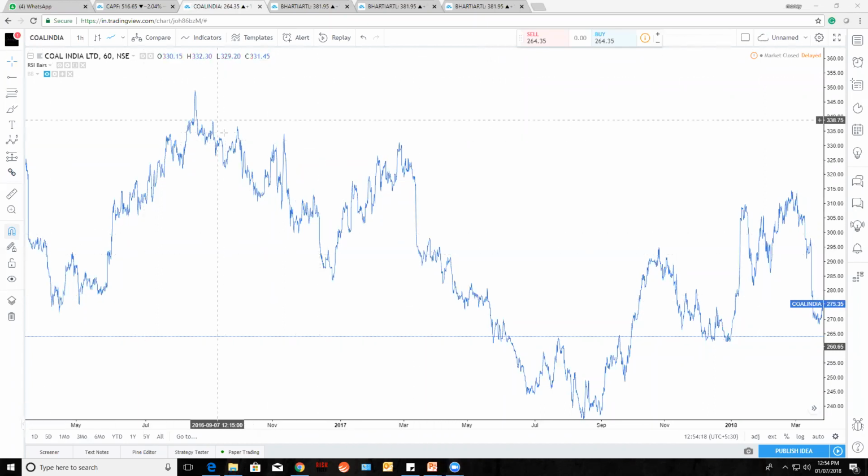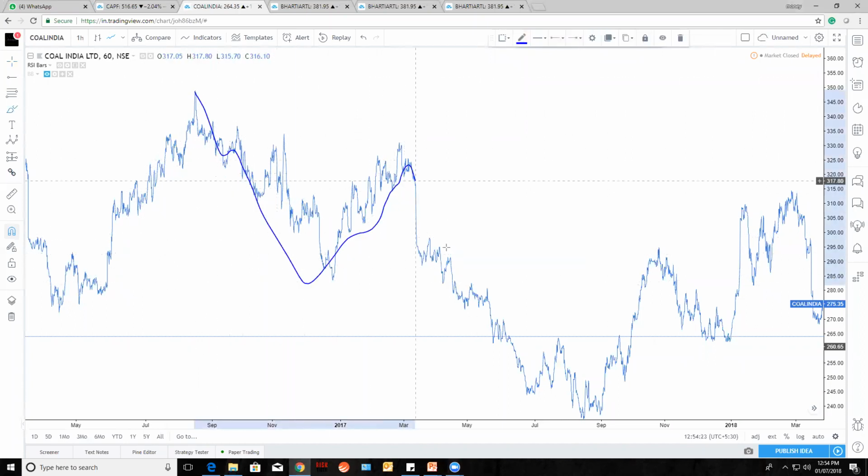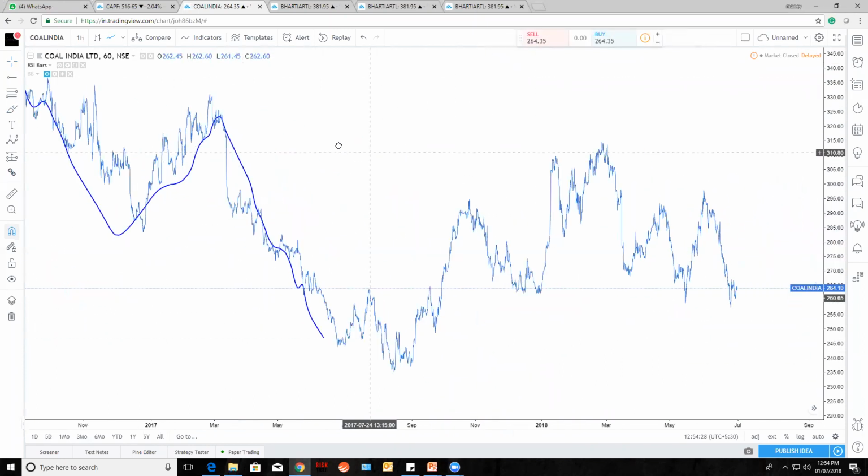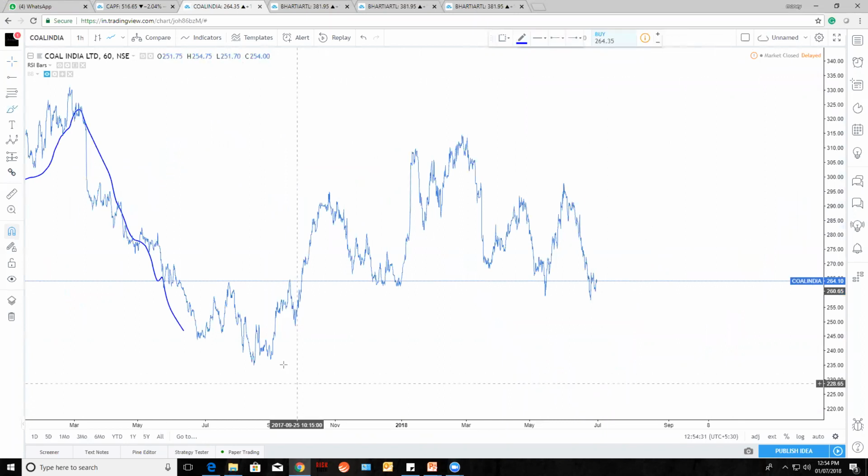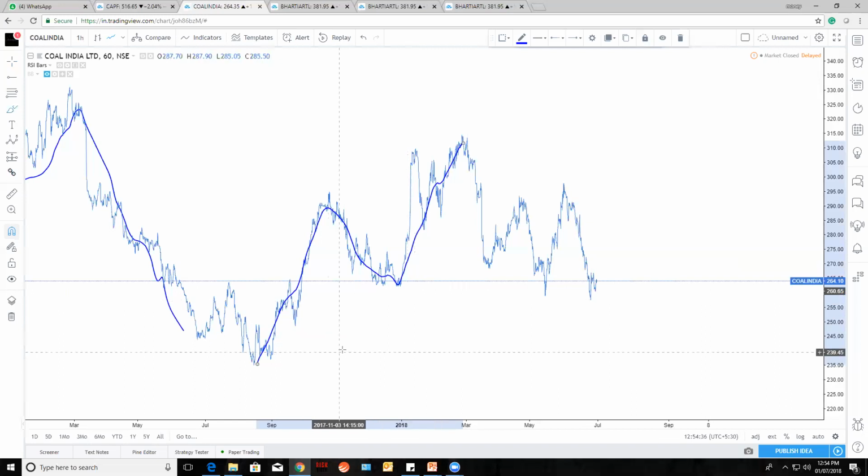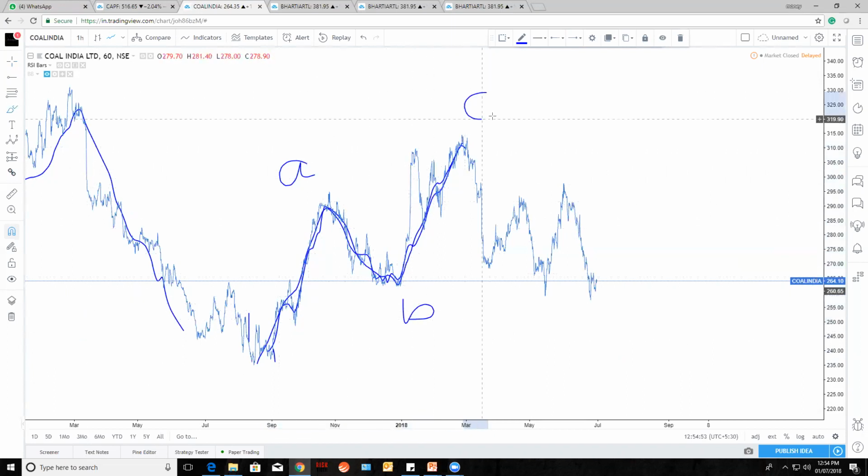So have you seen this? This is also looking like a simple ABC structure: one impulse wave followed by a correction and another impulse. Here also, if you can see, this is A, this is B, and this is C. Or it can be 1, 2, 3, 4, and 5 here. So 1, 2, an impulse followed by a correction and an impulse. A, B, and C.